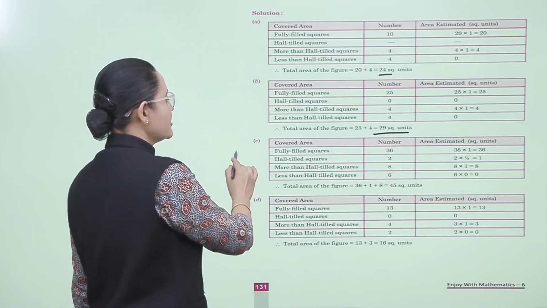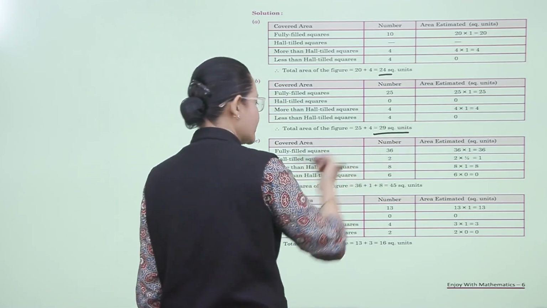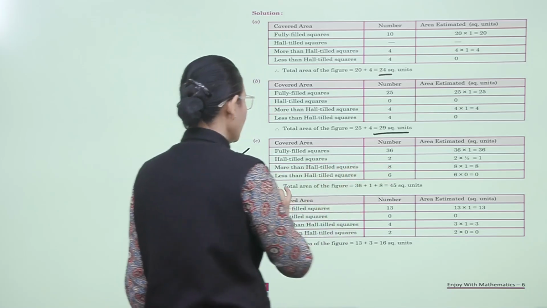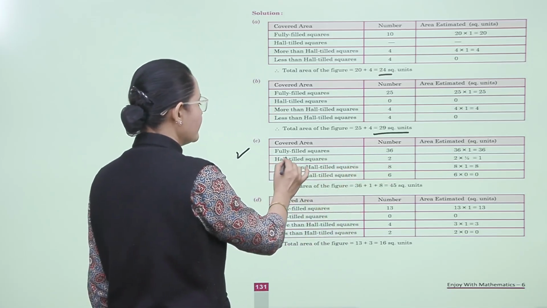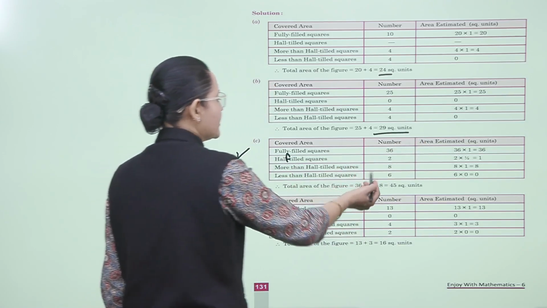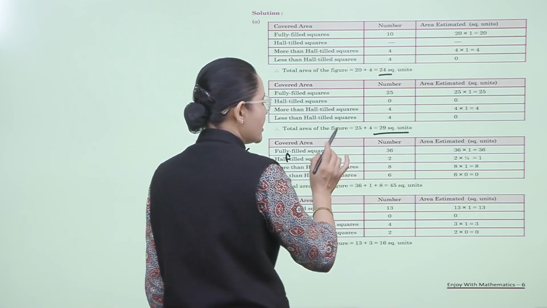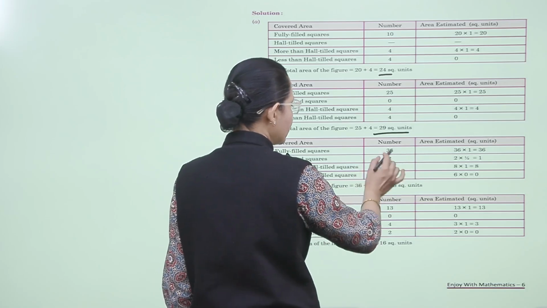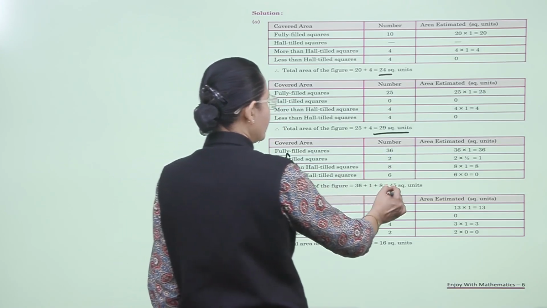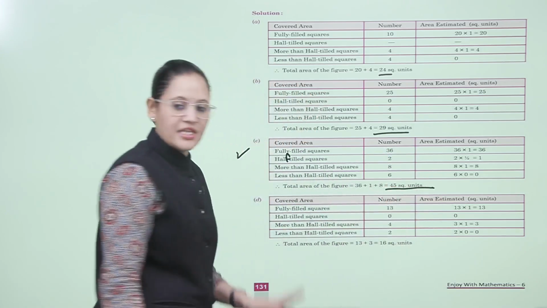In figure C, the fully filled squares are 36, half tilted squares are 2, and more than half is 8. So we take 1 by 2 for the half squares, and the area is 36 plus 8 plus 1, so 45 square units will be the area.